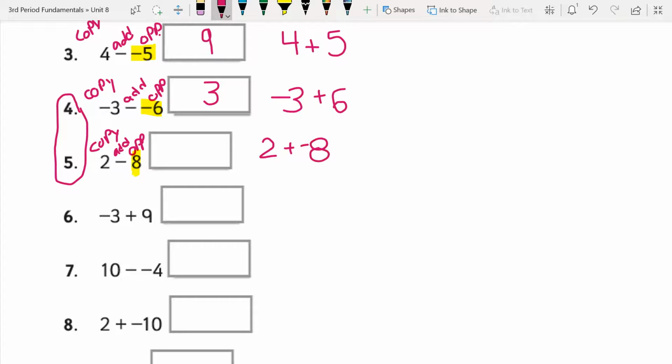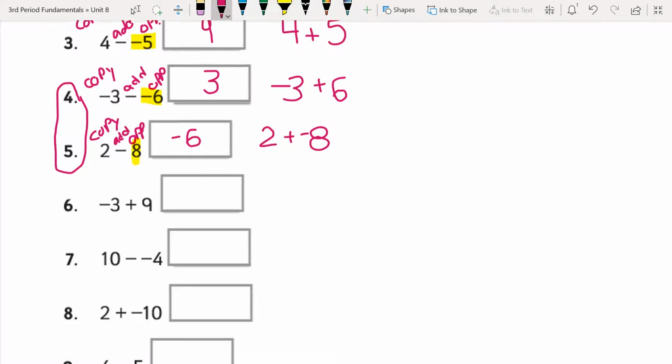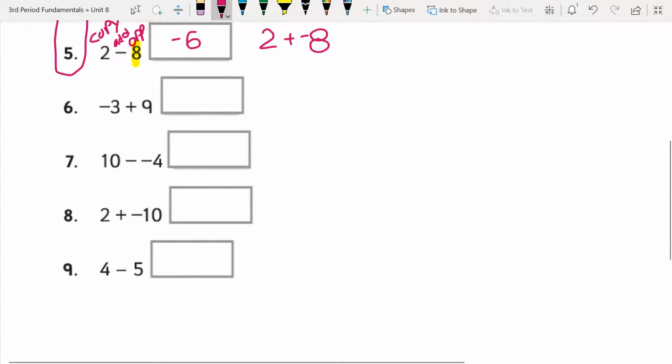Now we're looking here. I have 2 different signs. I have a positive and a negative, so we're subtracting. So I have 8 minus 2, and 8 minus 2 is 6. And then which number is bigger? Well, 8 is bigger, and 8's negative, which means the answer is negative. Good.